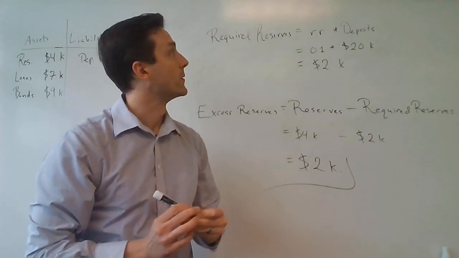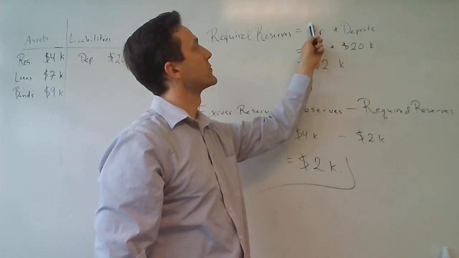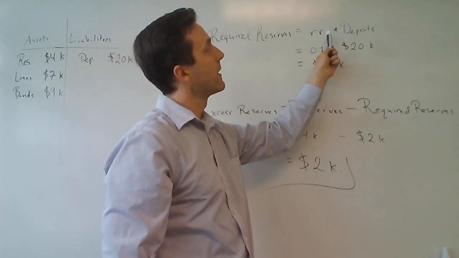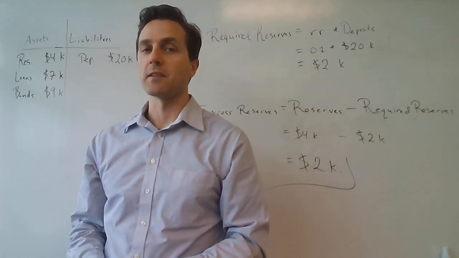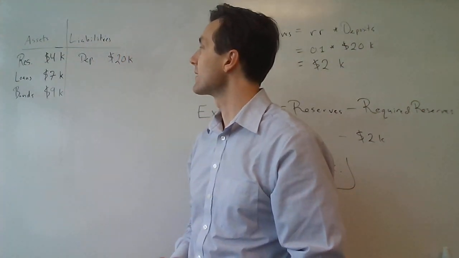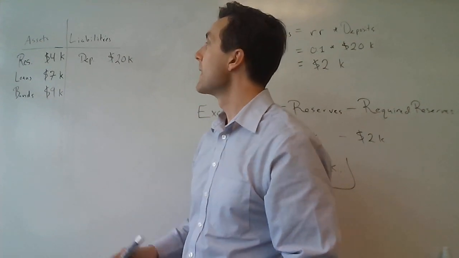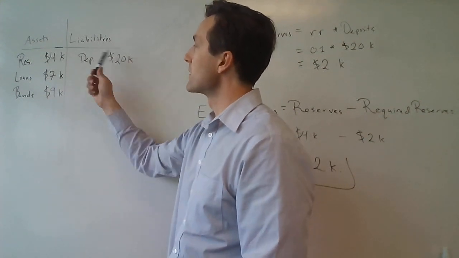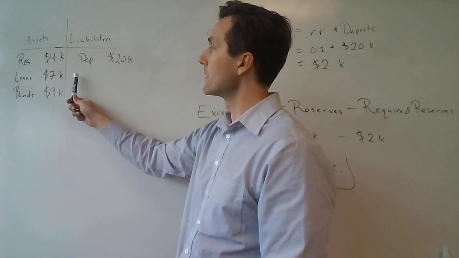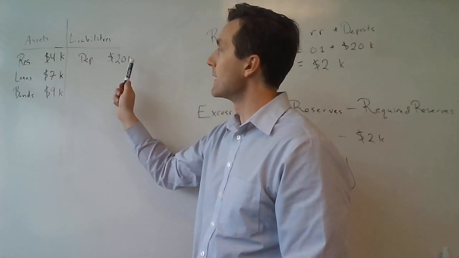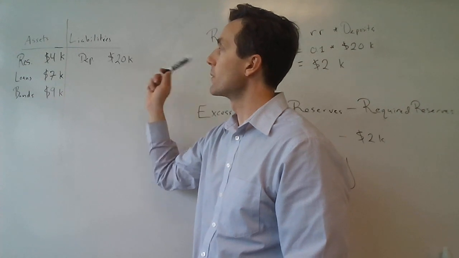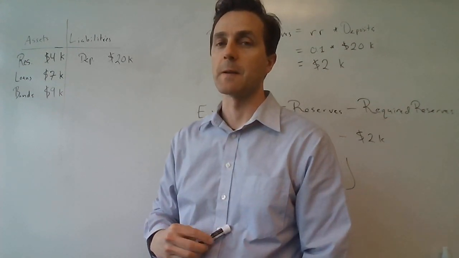Okay. So required reserves are the required reserve ratio, RR here, times the level of deposits. Now let's look at a bank's balance sheet so that we can work out an example. Notice over here we have a bank's balance sheet. It has reserves of $4,000, loans of $7,000, bonds worth $9,000, and then deposits of $20,000.